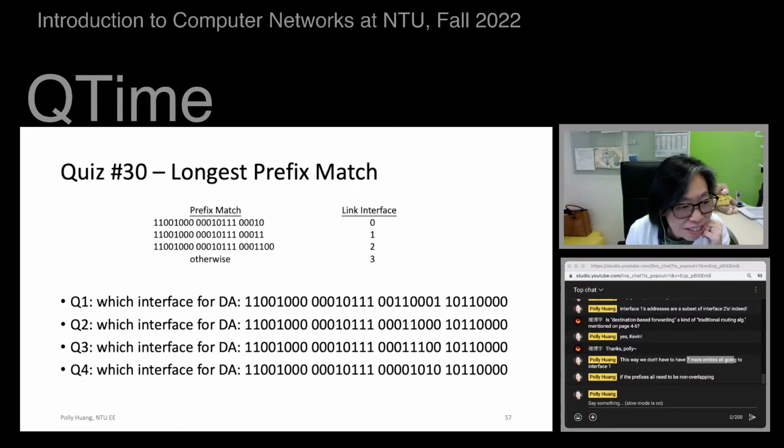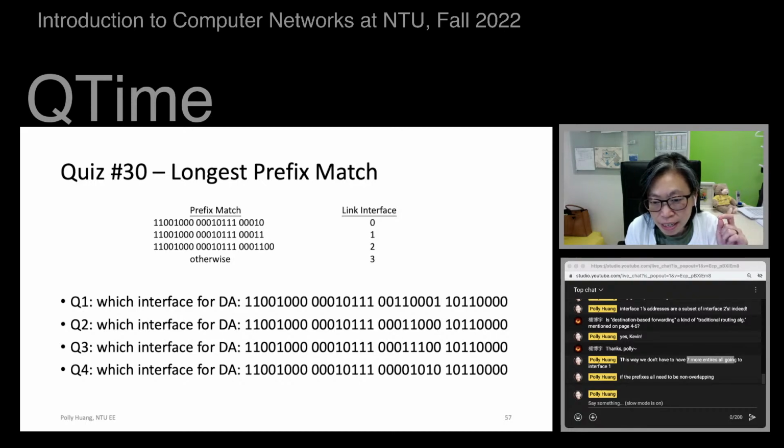Let's see, Q2. I think only the third octet matters. 0001100 will be the value of Q2. Does that match? It matches the second entry and the third entry. But we need to do the longest match. So among these two, we go with the longer match, which is the third entry, that goes to interface 2. Hope that you get the idea.